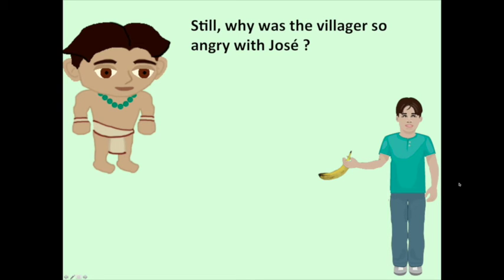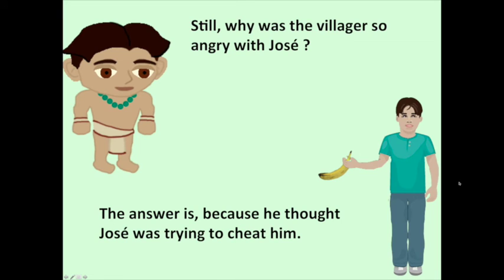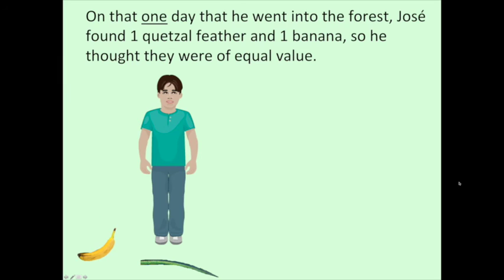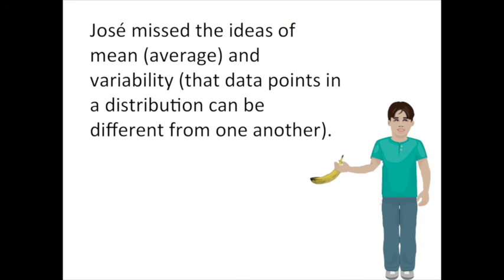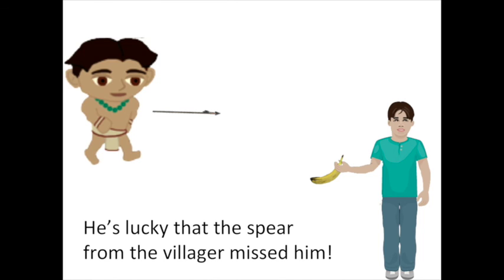Still, why was the villager so angry with José? The answer is because he thought José was trying to cheat him. On that one day that he went into the forest, José found one quetzal feather and one banana, so he thought they were of equal value. However, on the average day, you would find 20 times as many bananas as quetzal feathers. José missed the ideas of mean, average, and variability, that data points in a distribution can be different from one another. He's lucky that the spear from the villager missed him.